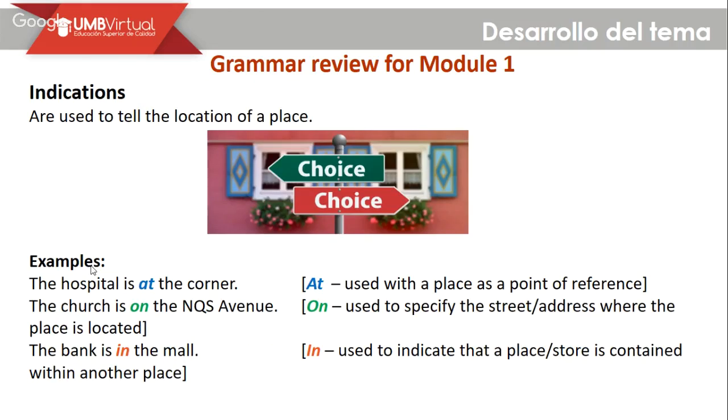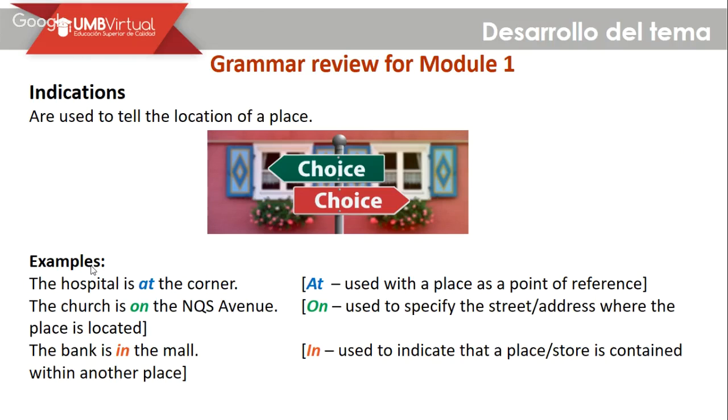Okay, indications are used to tell the location of a place. Now, vamos a cambiar el tema, ya hablamos sobre la comida, todos los contenedores, cuantificadores, el uso de contables e incontables, y ahora vamos a pasar al uso de todas las indicaciones que damos nosotros para llegar a un lugar o para informarle a la persona dónde queda alguna dirección. Those indications are used to tell the location of a place.